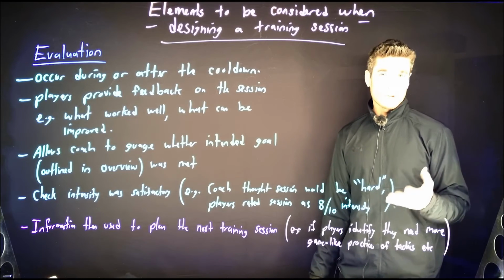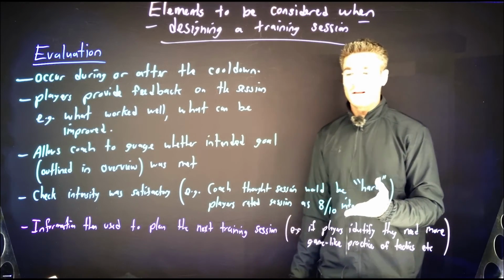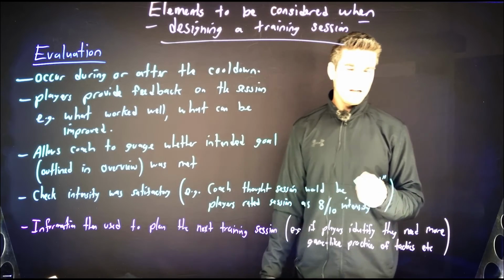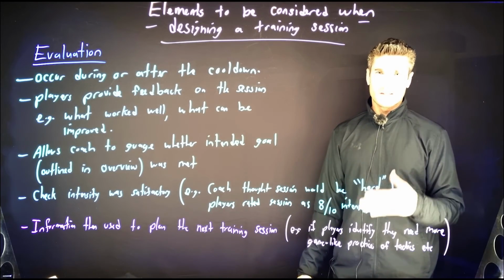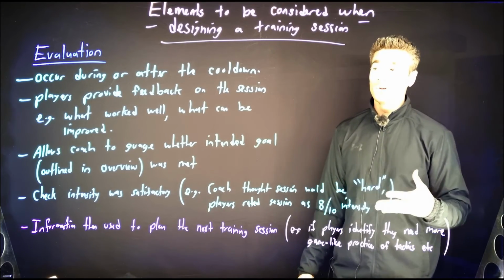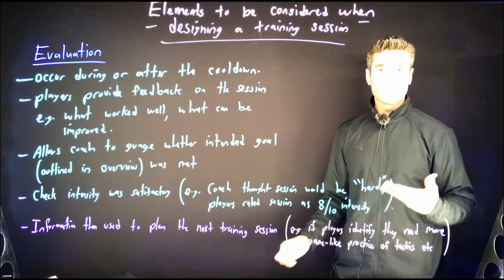All right. If the coach thought the session would be hard and then the players rate it as like a 10, then it was probably too hard. Or if the players rated it as a 4, it means that the players are probably fitter than what the coach thought, and therefore the coach can step up the next session.